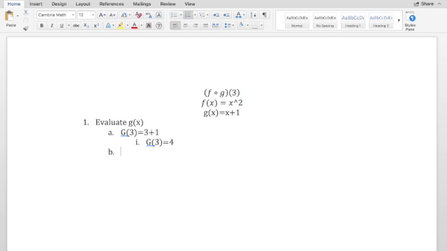And now here comes the second step, which is to evaluate f of x in terms of g of x. So now you already know that g of x, or g of 3, is 4. So f of 4 would be equal to 4 squared. Now, after some simple calculations, you would find out that 4 squared is actually equal to 16. So 16 here would be your final answer.